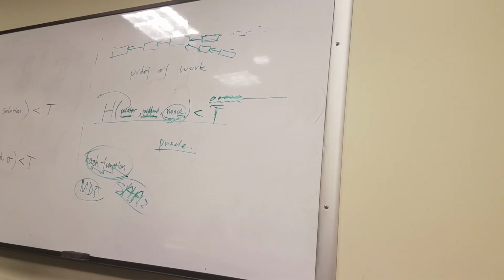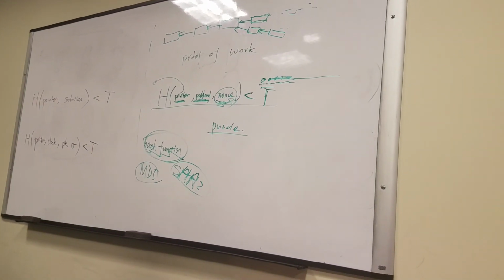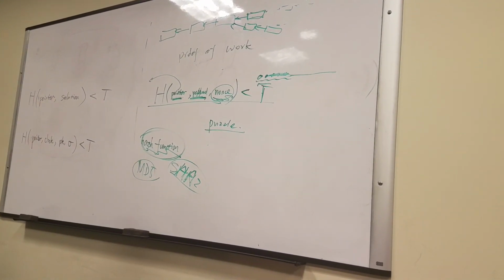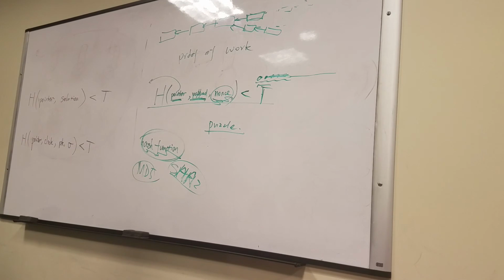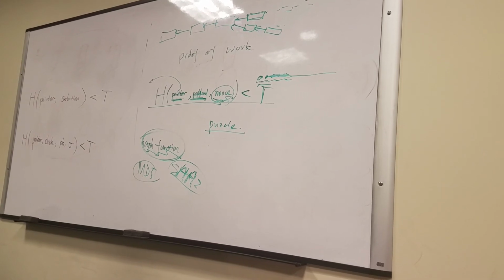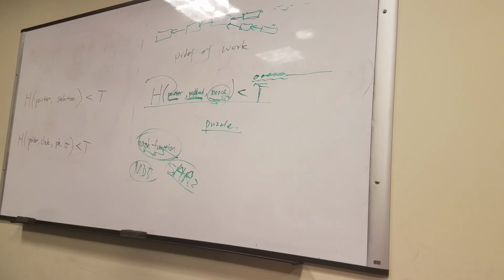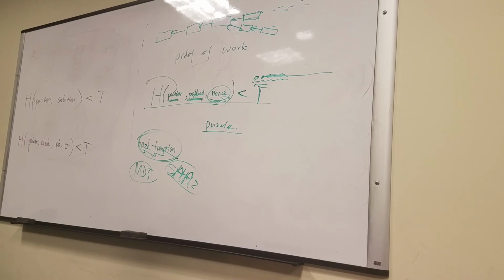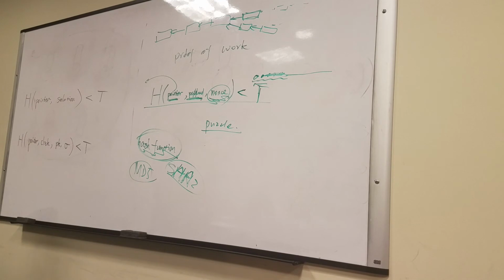So the majority of the mining power should be good. If the majority of mining power is bad, then they can do double spending. So should I explain that? I guess you guys just trust me. Let's turn to something else.